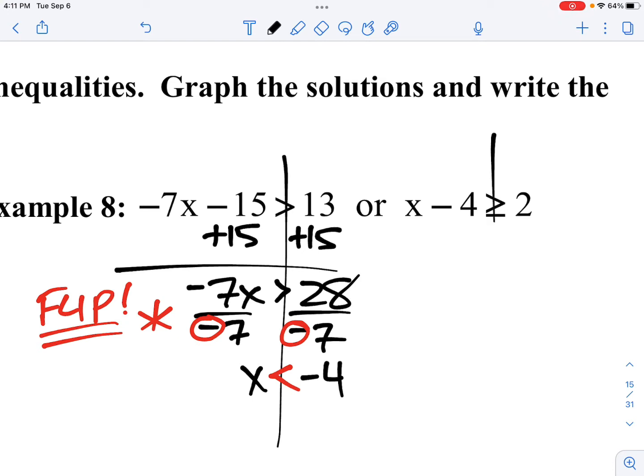Okay, now let me do this one. I'm going to add 4. This one looks like it's a little bit more simple.